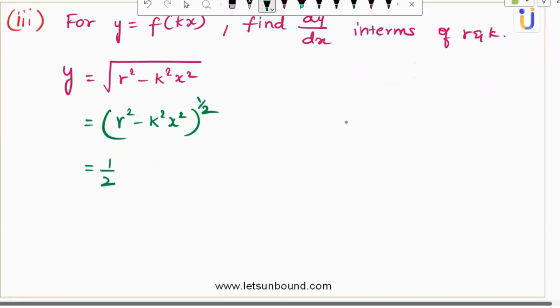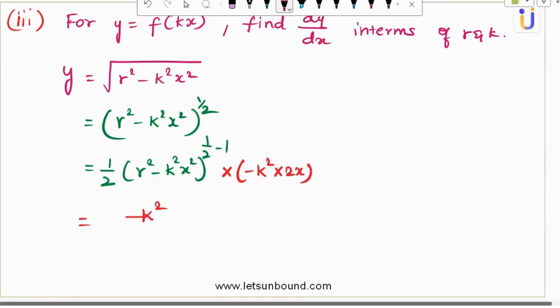Half into (r square minus k square x square) whole power half minus 1. What will we do first? First work on the exponent. Done. Then multiply by the derivative of the base. R square is a constant, it will become 0. Minus k square is a constant, it won't vanish because it is associated with x. And x square will become 2x. That's it. So minus k square times 2x divided by minus 2.